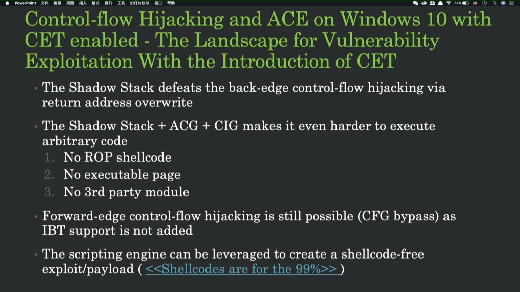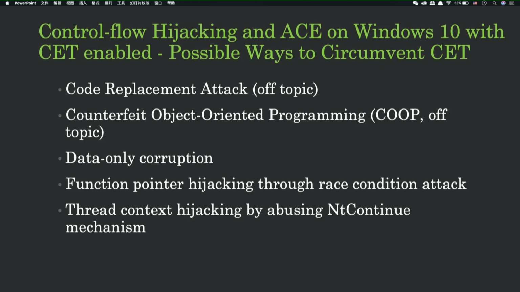So that being said, now since we're using JavaScript, a lot of those, say ACG, CIG, are no longer a barrier for us because we don't really rely on arbitrary shellcode to be executed. We do it in the JavaScript layer. So now the only thing we want to bypass is how to bypass either the shadow stack or the CFG. Now we understand what is possible. Let's look at the attack vector.